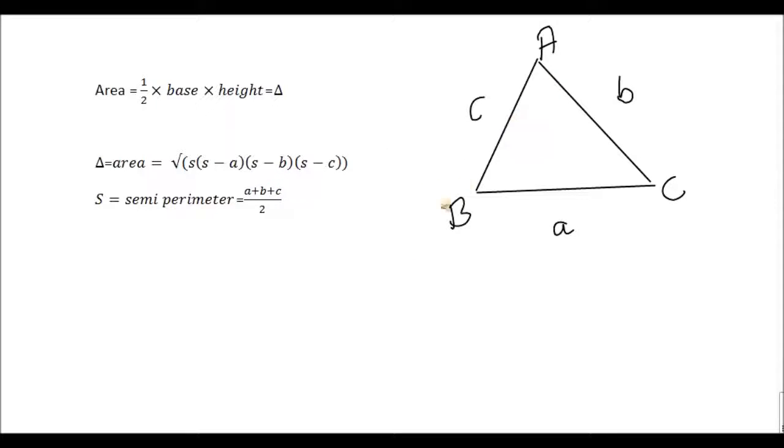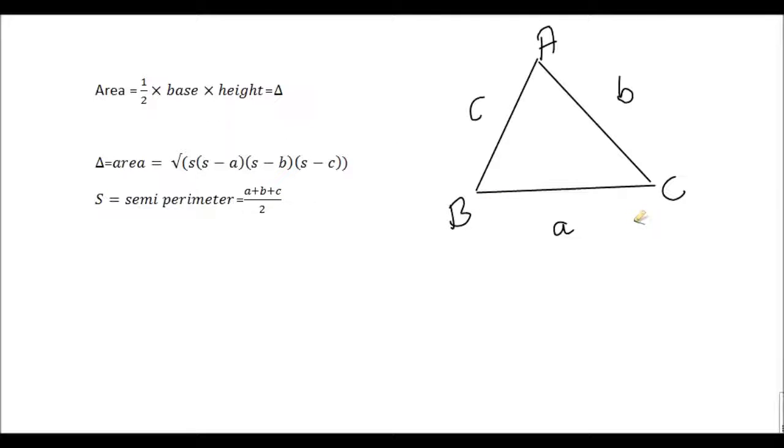If we have a triangle ABC, here small a, opposite to vertex A, is the length of this side, small b is the length of this side BC, and small c is the length of the side AB. So if we need to find the area, we have two formulas. First, area is equal to half into base into height.